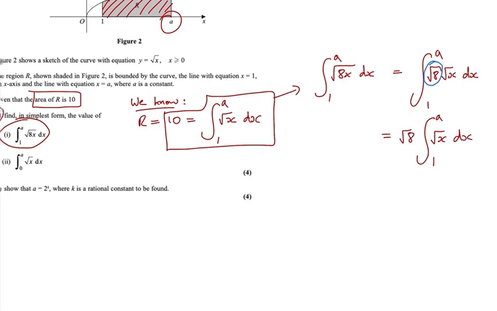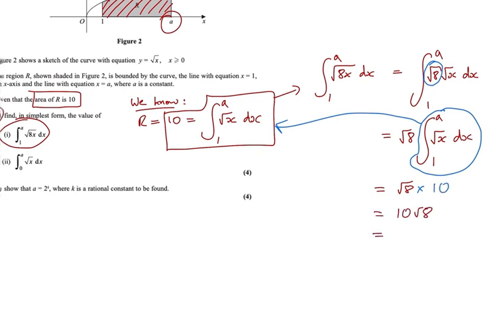And now I hope that you'll notice that this thing here is exactly the same as what we started with, our R region. And we know that that thing in the blue brackets is just 10. And so we've got a final answer. This is 10 root 8, which rearranged is 20 root 2. And I've done my first part.